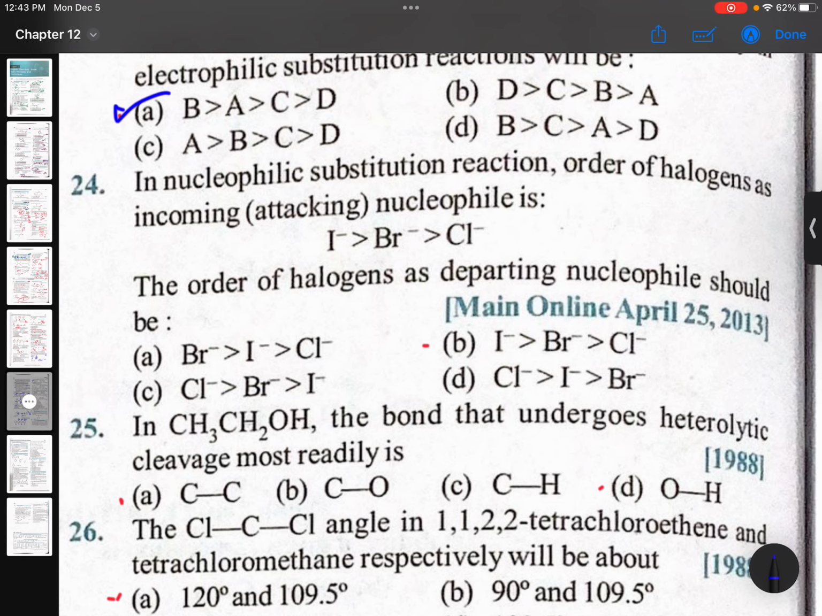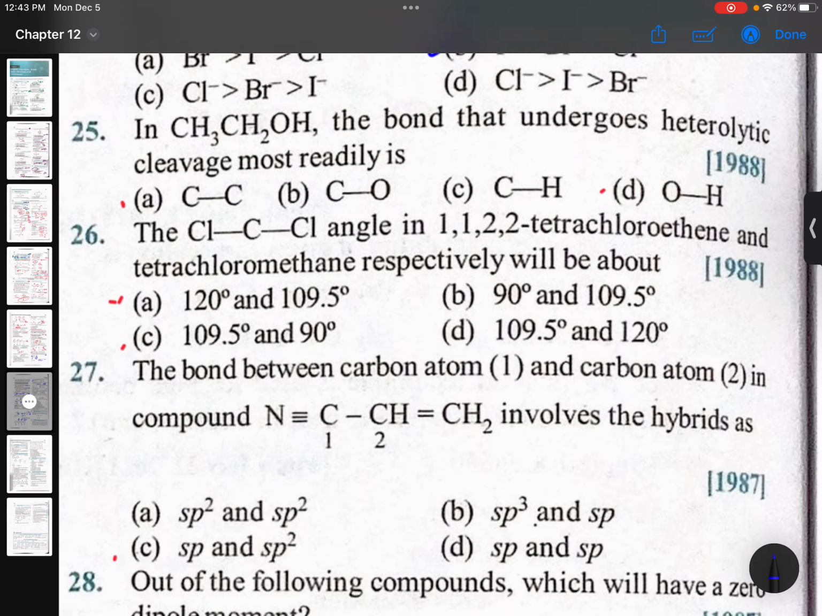In a nucleophilic substitution reaction, the order of halogens in incoming attack is like this, correct? Outgoing is also the same. Now, attacking I minus is better. Outgoing is also I minus better because the R-I bond will be a long bond. Long bond means bond strength will be less and it can break easily and it is a good leaving group. So I minus, Br minus, Cl minus.